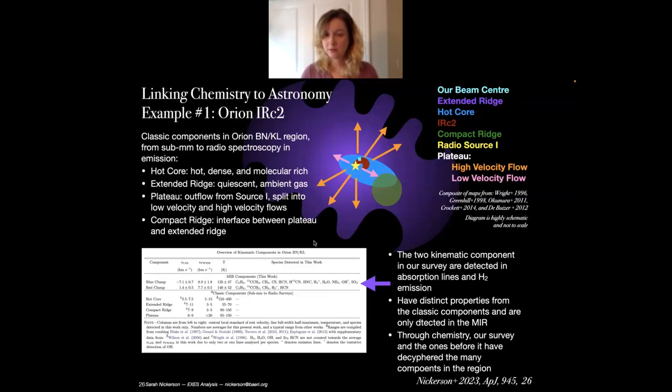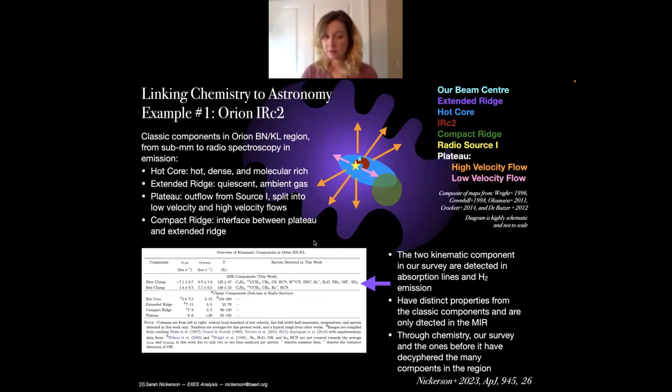It has two flows, a low velocity flow and a high velocity flow. This is shocked gas with very wide widths, much wider than the other components. And then we have a compact ridge, and this is where the plateau is hitting the ambient gas of the extended ridge. And these components were identified in the 80s and have been very well studied by longer wavelength surveys. And also their LSR velocities, their widths, their temperatures, are very well known, very well studied and established.